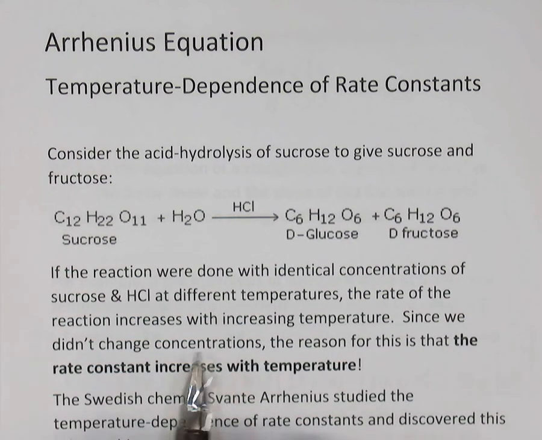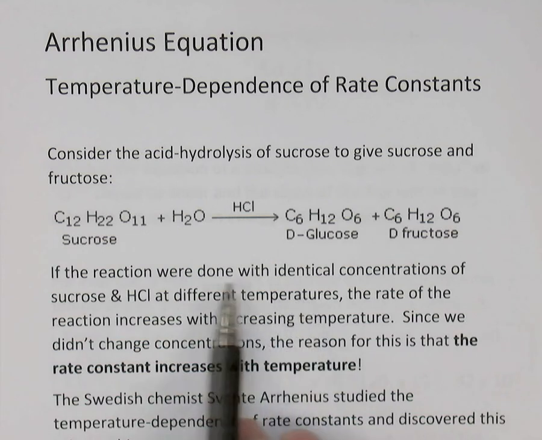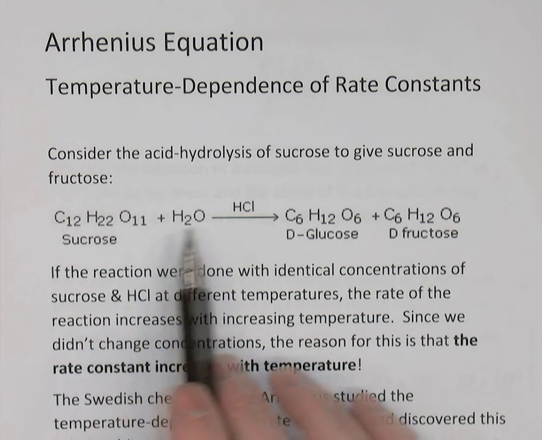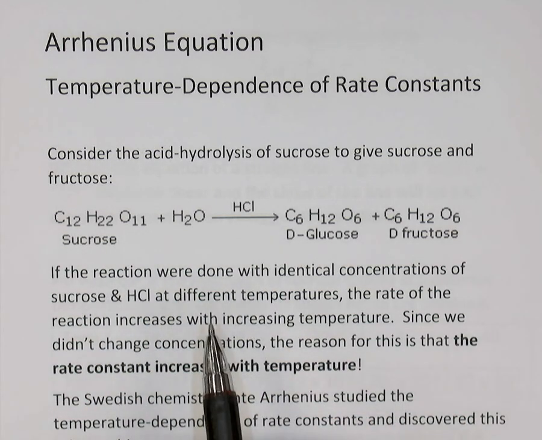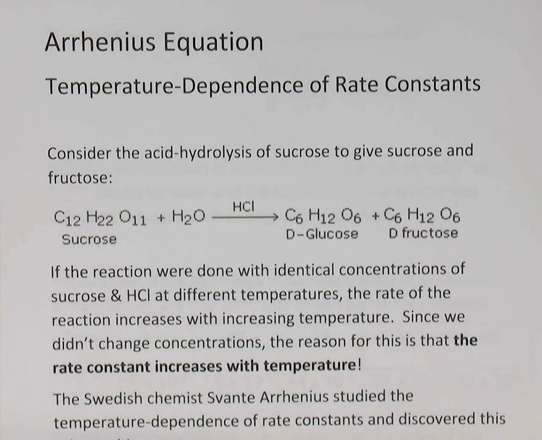Imagine that it were done in situations with different temperatures but identical concentrations of acid and sucrose. So we are using exactly the same concentrations of the reactants, but we're going to simply do the reaction at different temperatures. Well, what would we observe? What would we expect to observe?